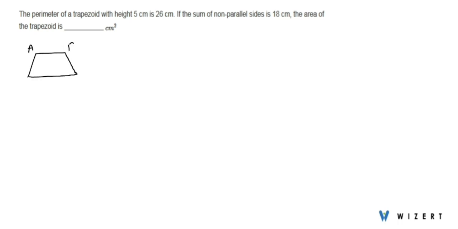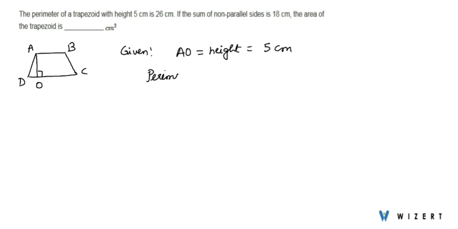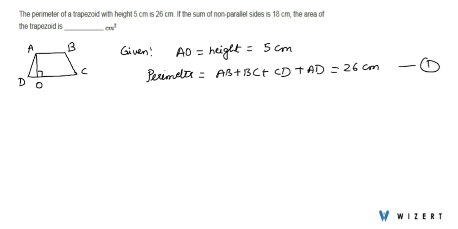So if ABCD is a trapezoid, then its height, this AO, is its height. So it is given that the height AO of this trapezoid is 5 cm and also the perimeter is given as, and perimeter here is AB plus BC plus CD plus AD. So this is given as 26 cm. Let this be first equation.